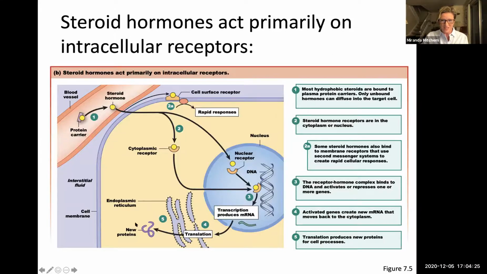So big differences from our protein peptide category. The protein peptide hormones are activating an existing protein that's already made inside the cell. They are quicker. Our steroid hormones result in the production of a new protein, so that takes time. And then we've got the differences in terms of where the receptors are located.